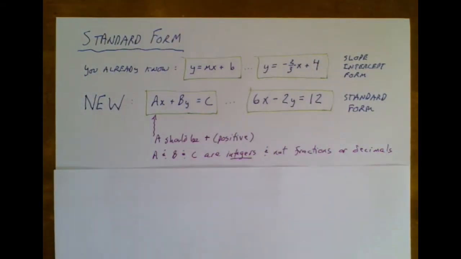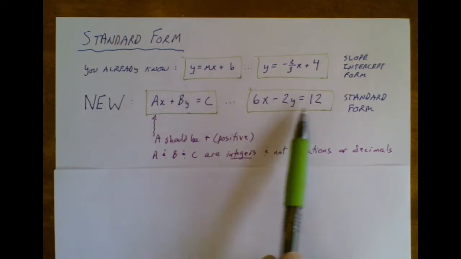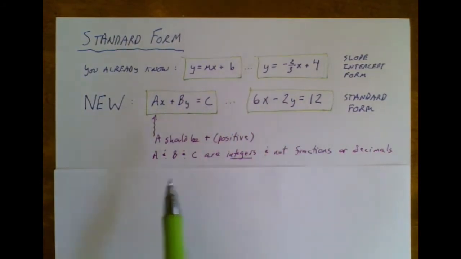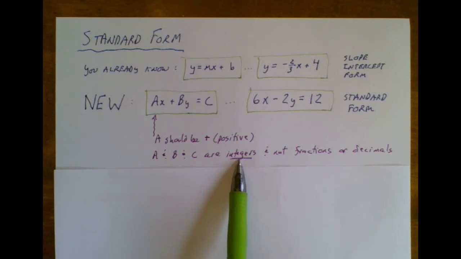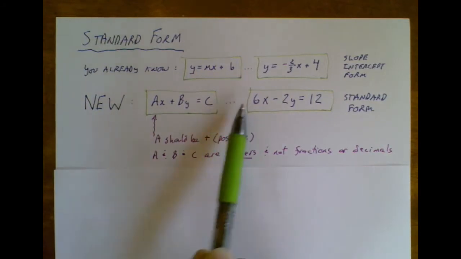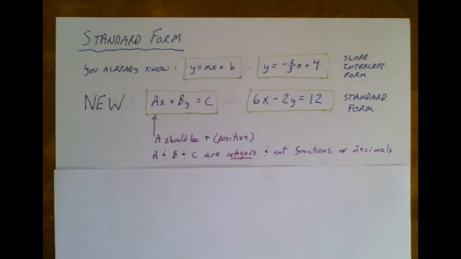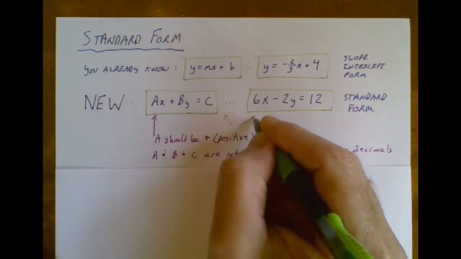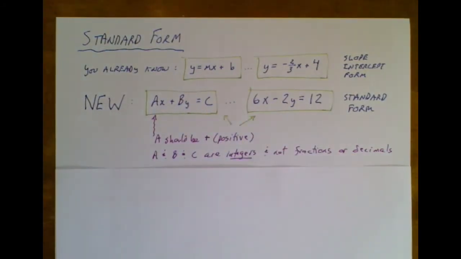Now, a couple of things from the math lawyers. For something to be truly in standard form, the 6 and the 2 and the 12 should all be integers, so no fractions, no decimals. And technically, the a, the leading term, should be positive. No negatives out in front. We're going to work on this standard form stuff in the rest of this video.